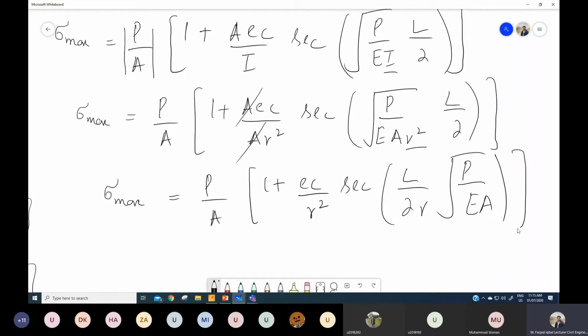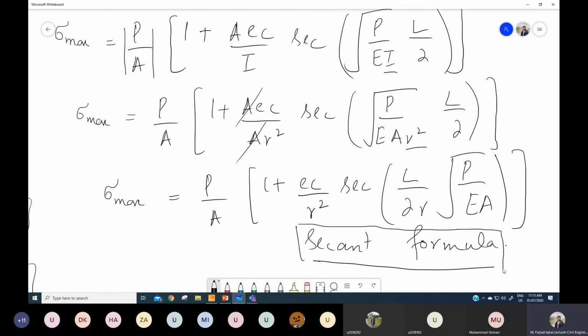So this is the final form of the secant formula, which is used for the calculation of stresses or loads if we know either of the factors. In most of the books, you will see this as the general form of the secant formula. Obviously, for design purposes, we can further modify it or replace some variables. We will do that in the next steps to make it convenient for us. So the general form of the secant formula is this one.